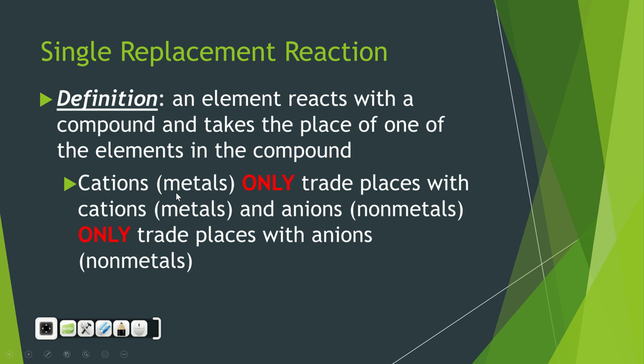Now, one of the key rules here is cations only trade places with other cations. So if it's a metal by itself, it will replace the metal in the compound. If it's a nonmetal, it will replace the nonmetal. So you do have to pay attention to what that lone element is. Usually it's a metal, but we do have some nonmetals that do it, usually halogens. But you've got to make sure you replace the correct one.